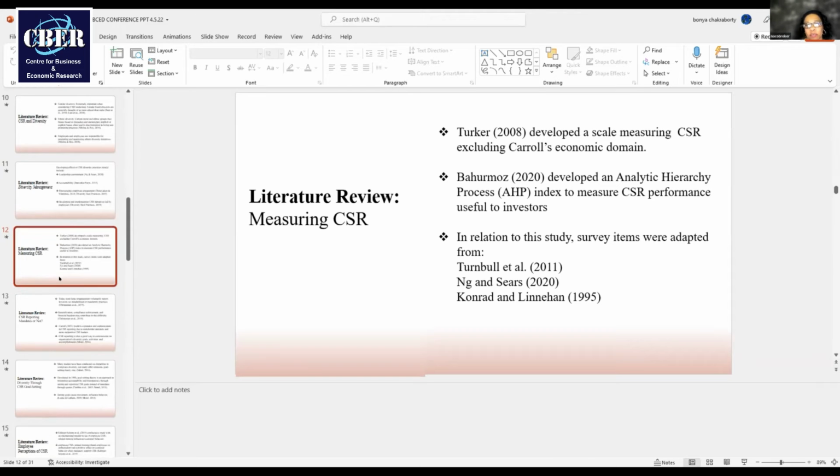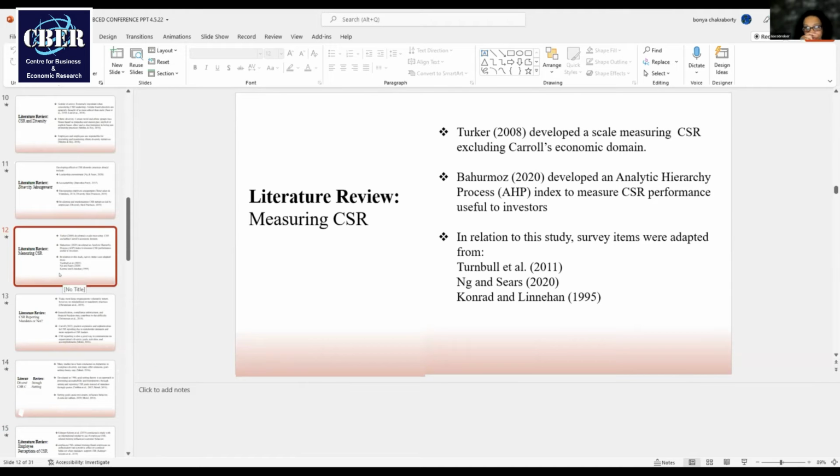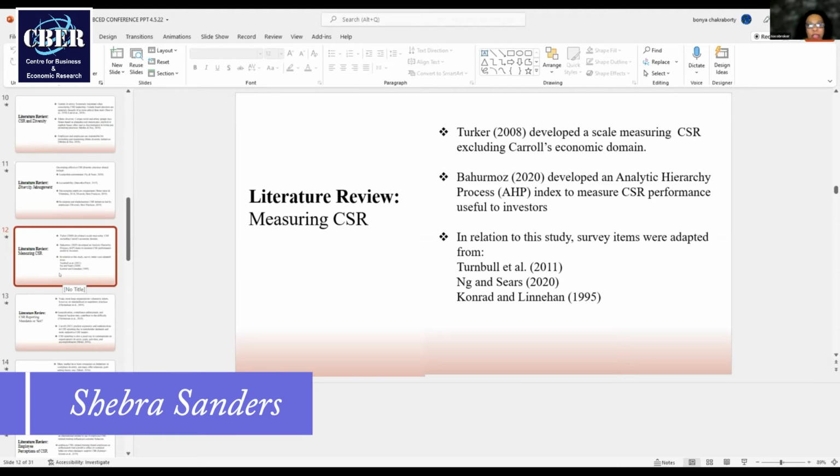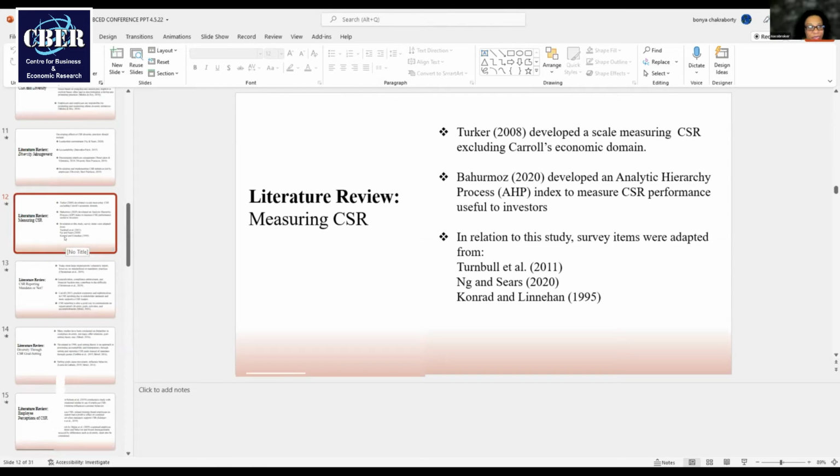There have been a lot of studies over the years on ways to measure diversity in corporate social responsibility. But in relation to this study, the survey items were adapted from Turnbull et al., Ning and Sayers, and Conrad and Linehan.